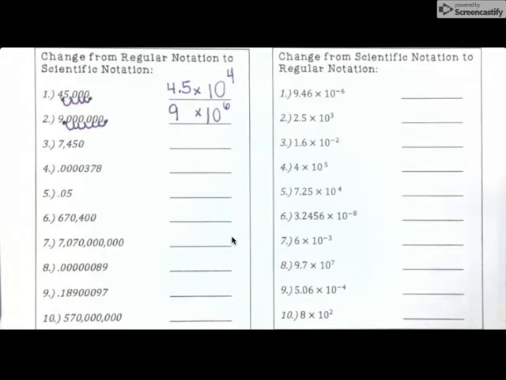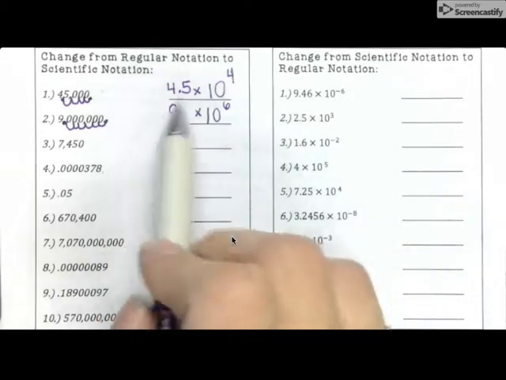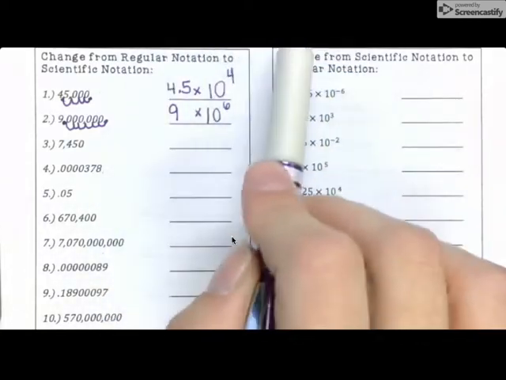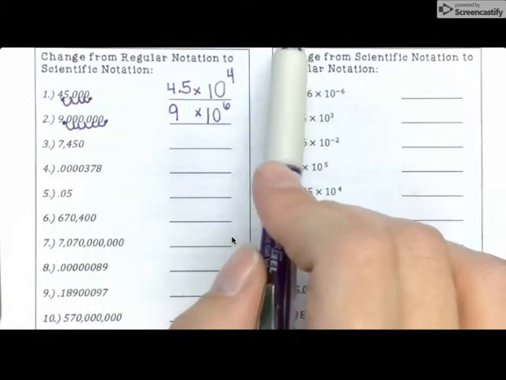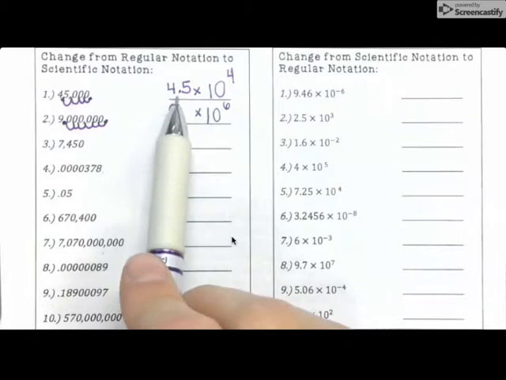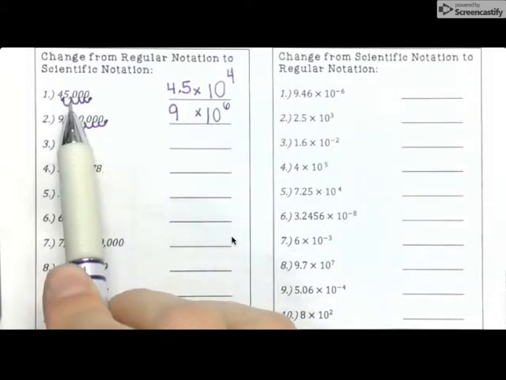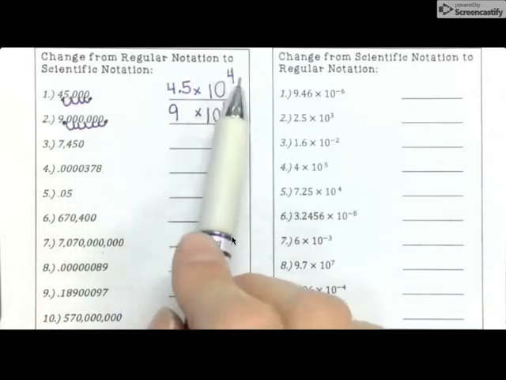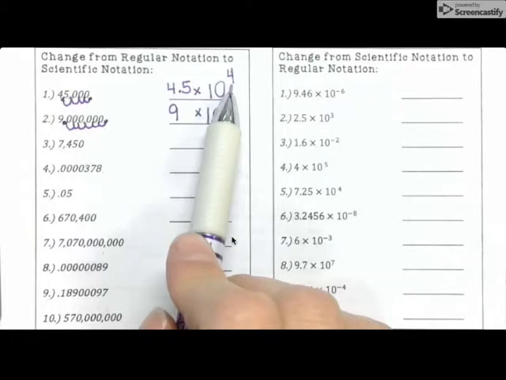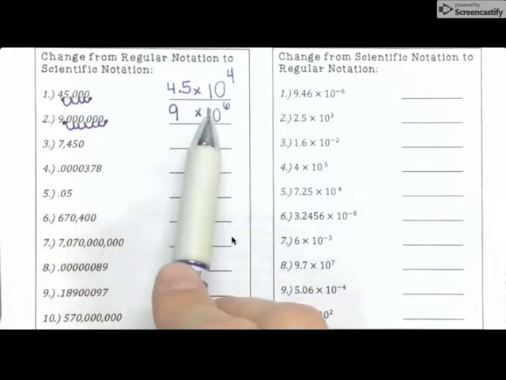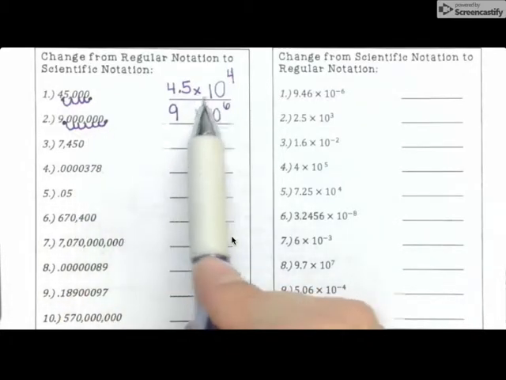If you are getting tripped up with the left and rights, look at it this way. Thinking about going from scientific notation to regular notation, to go from 4.5 to 45,000, do I want to make my number bigger or smaller? Bigger, so I need an exponent that's positive. Same with the second one. Okay?